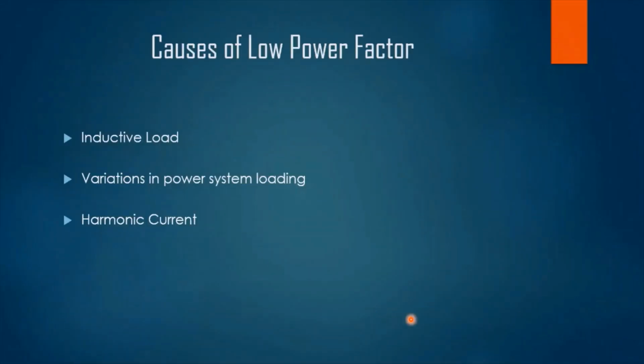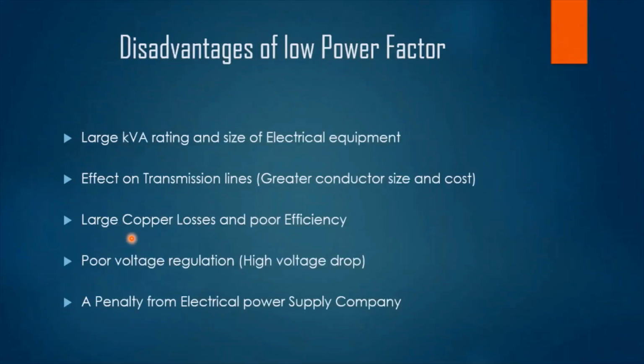Now, we can conclude what causes a low power factor. Of course, the inductive loads in the first place. Then variations in power system loading can also cause a low power factor, and this is because the load on the power system is not always constant. It varies during the entire day, and this variation can cause a low power factor. And third, harmonic currents that are caused by computer devices can also cause a low power factor.